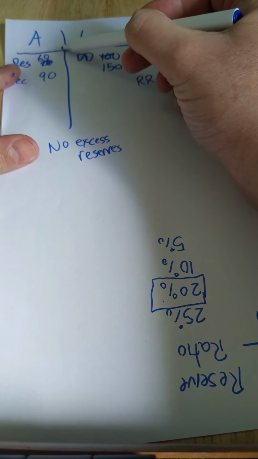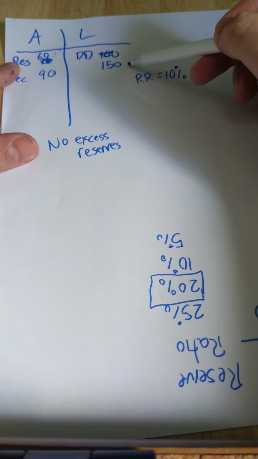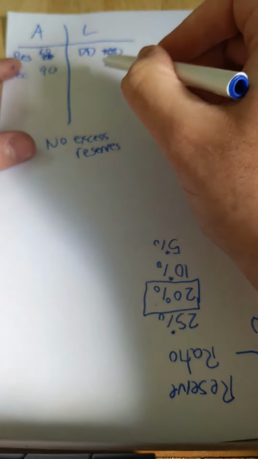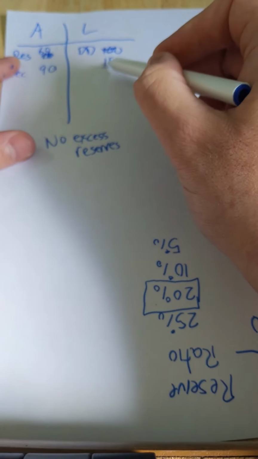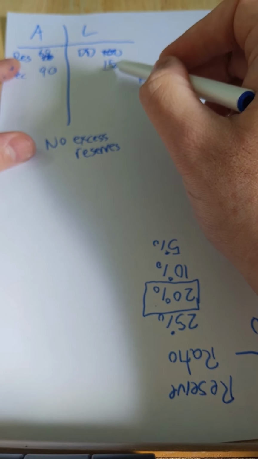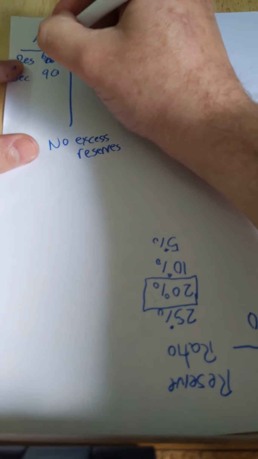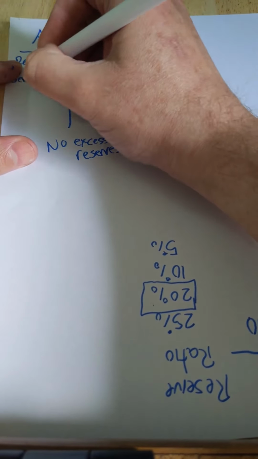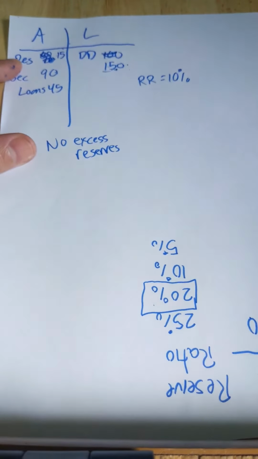Okay, 60, 150. We have 150 here. They balance, but this bank only has to keep 10% of this here. So they only need to keep $15, but they have 60. So they can loan out another 45. So then this would become 15. This would become like that. Okay.